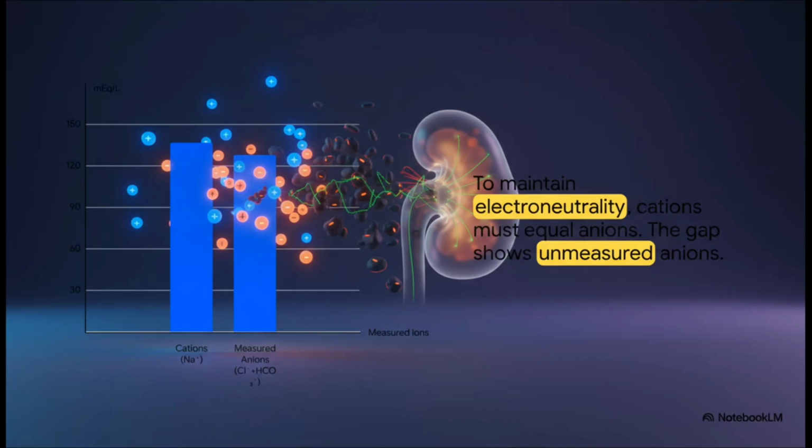You can think of it like this. The body is obsessed with electrical balance. The positives have to equal the negatives, no exceptions. We measure the big players, sodium on the positive side and chloride and bicarb on the negative side. That little bit left over, that space, is the anion gap. It's full of unmeasured negative ions. When some new mystery acid shows up, it fills that space and makes the gap bigger. Our job as detectives is to figure out what that acid is.